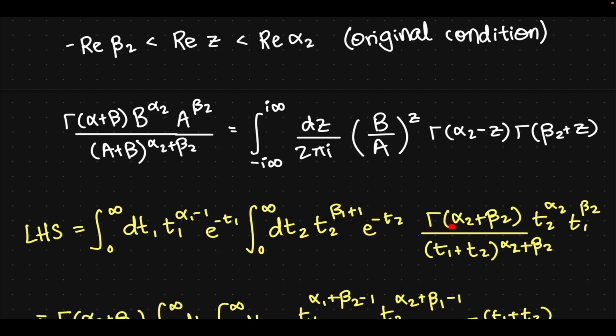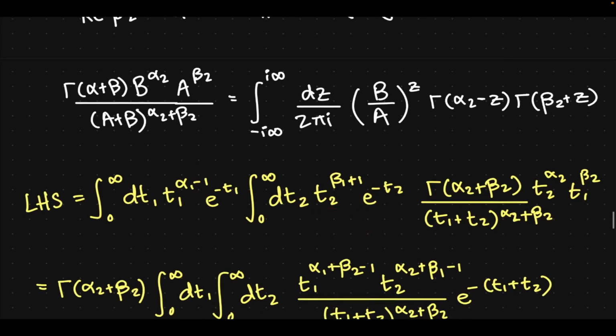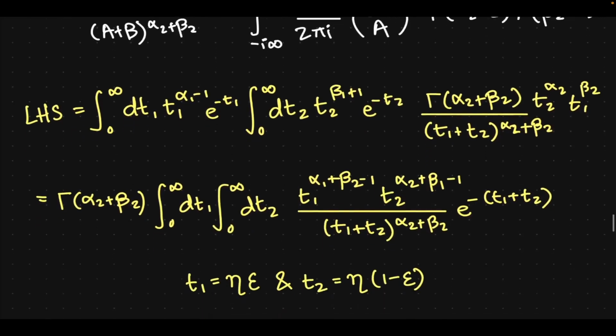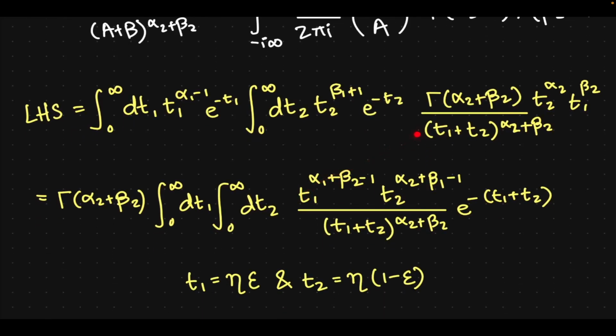So that's going to be gamma of alpha 2 plus beta 2 divided by t1 plus t2 to the alpha 2 plus beta 2, times t2 to the alpha 2, t1 to the beta 2, and everything else is the same. It's basically just an integral over t1 and t2. It's all the same as before. We can pull out the constants.